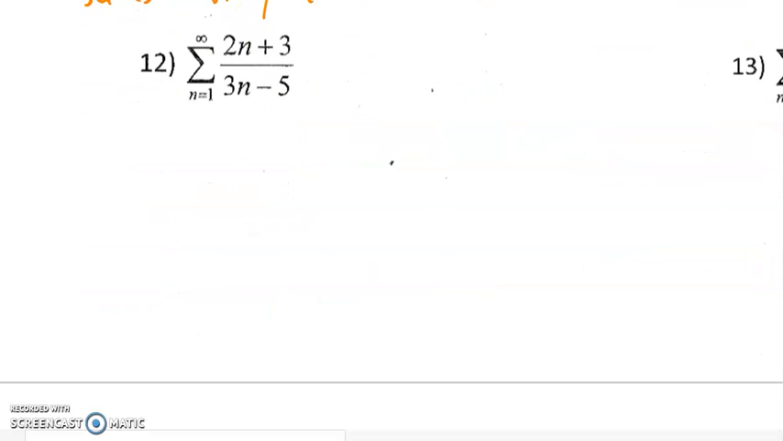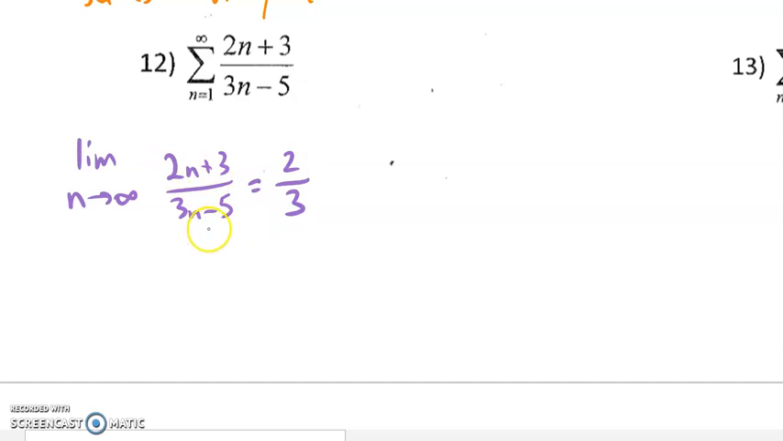Take a look at this. We've got a fraction here. We'll take the limit of that fraction as n approaches infinity. And we're used to these by now, right? The degree on the top is the same as the degree on the bottom, so we just look at the coefficients. That's equal to 2/3. So the sequence of values converges to 2/3, but 2/3 is not 0. Therefore, the series diverges by the nth term test.